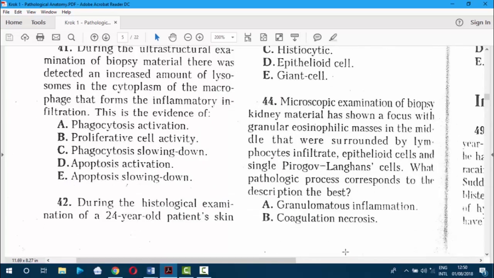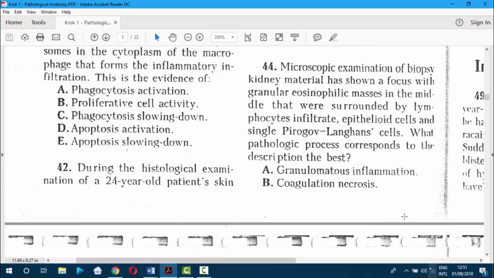44. Microscopic examination of biopsy kidney material has shown a focus with granular eosinophilic masses in the middle that were surrounded by lymphocytes, infiltrate, epithelioid cells, and single Langerhans cells. What pathological process is it? I've already explained to you: if you see giant cells, don't think much. Go for granulomatous inflammation. So answer is A. 44 is A.